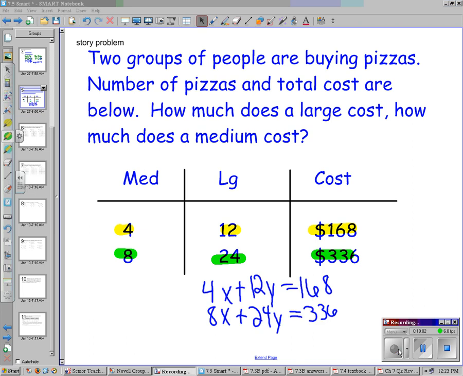The 2 equations that Kyle wrote up here, 4x plus 12y equals $168 and 8x plus 24y equals $336, are correct for the problem. He had to give one of them x and one of them y. He chose medium be x and large y. That's fine. Awesome. Equals the total amount of money that's there. We have to find out what the price of a medium is and what the price of a large is. What would be a good way to solve this problem? Any thoughts? What would be a good way to solve this, Shelby?